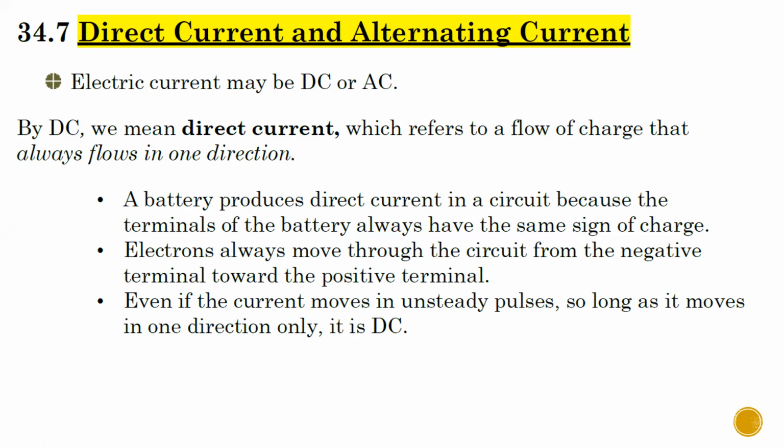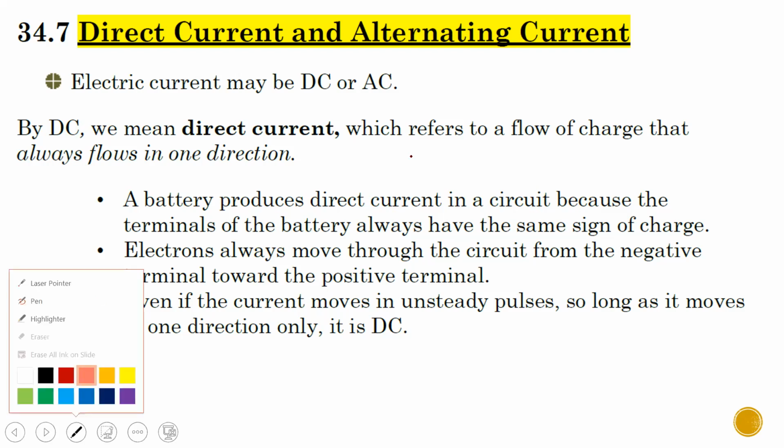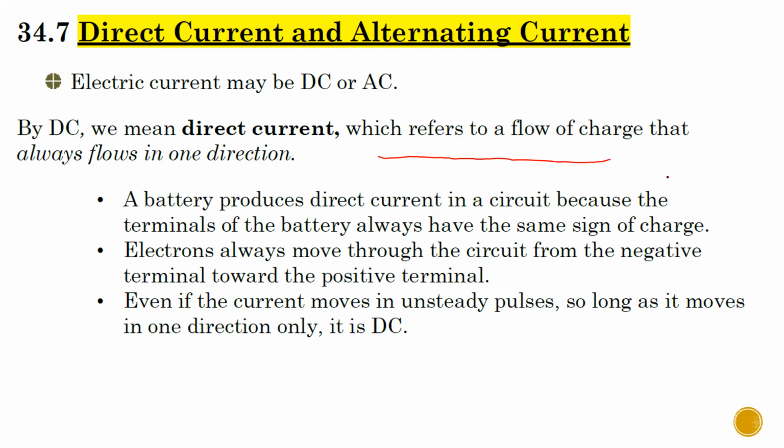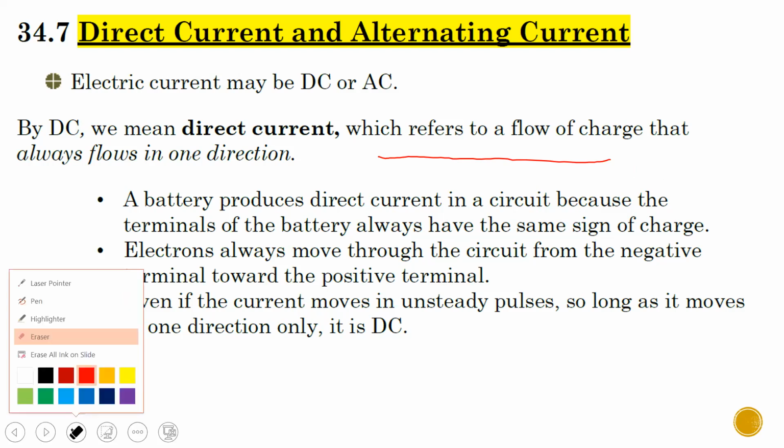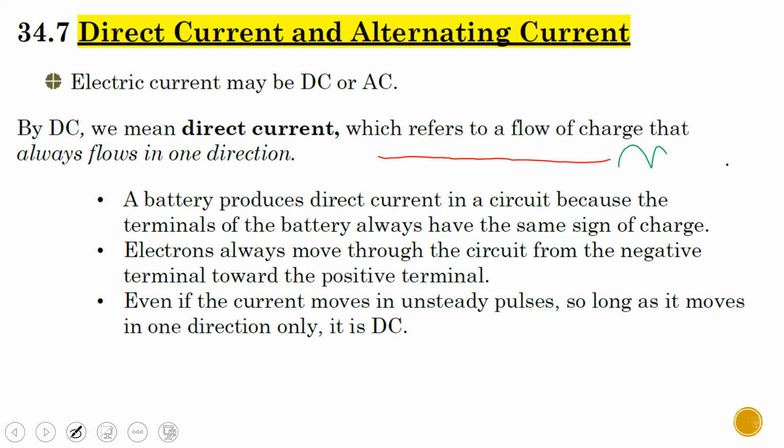So direct, or DC, is direct current. That means the current flows in one direction. Okay, that means it's a flow in one direction. That's what direct current means.